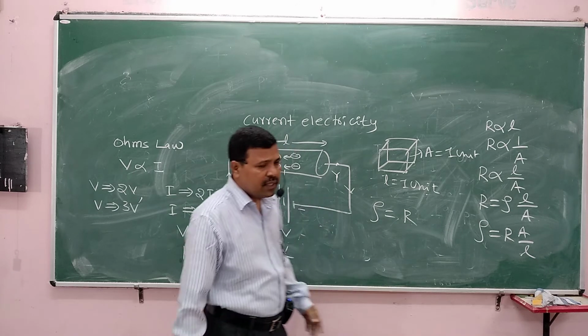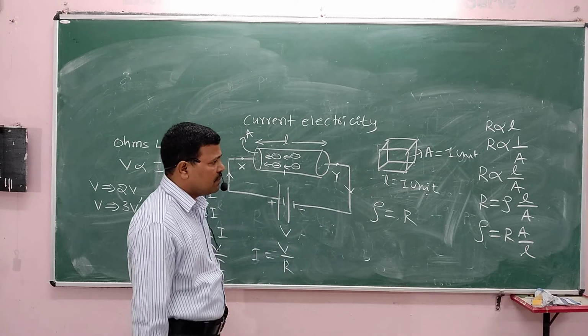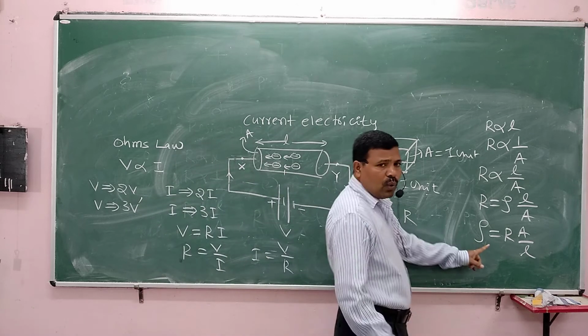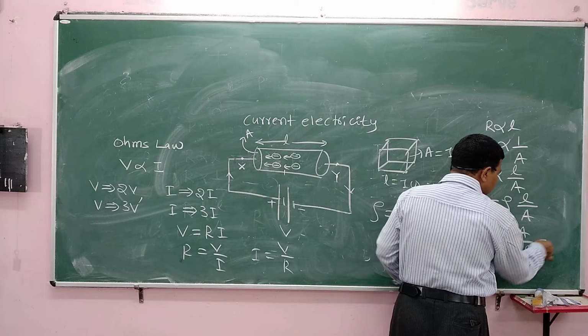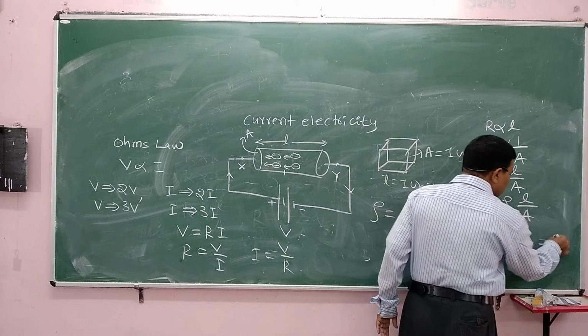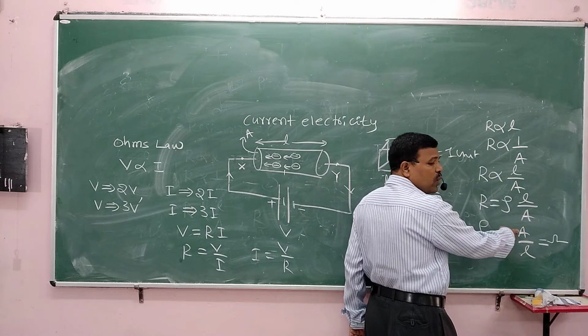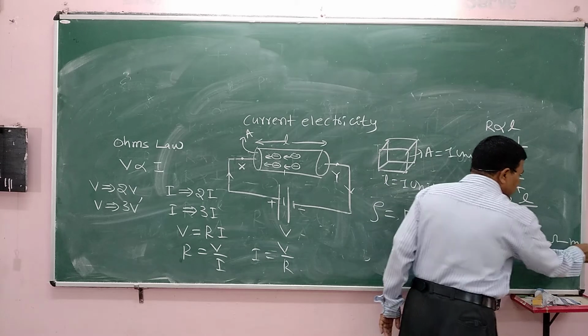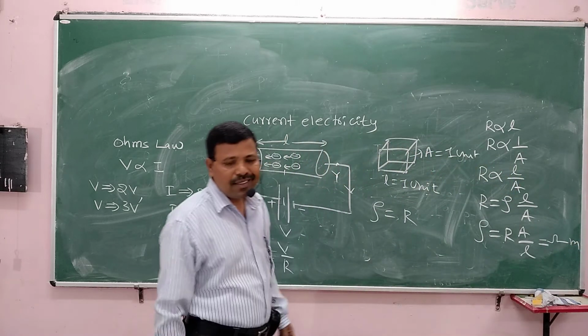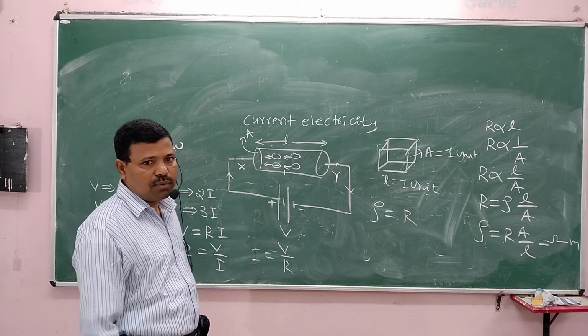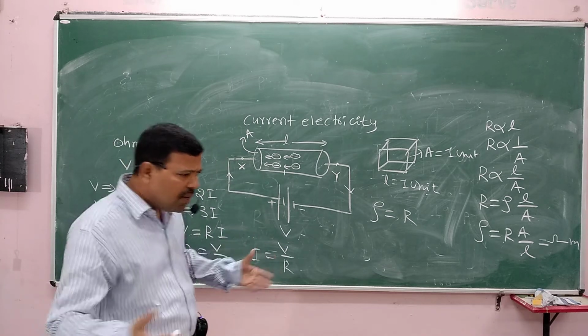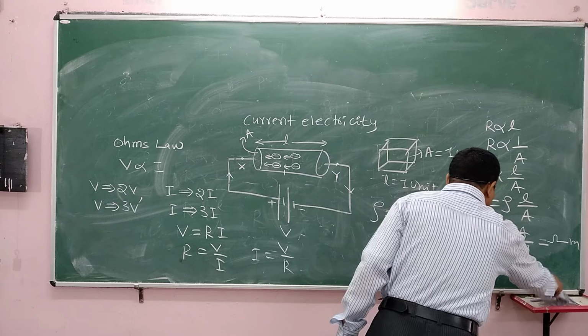Then what is the SI unit of resistivity? From this formula, we can derive that SI unit. Resistance is in ohms, area is meter square, length is meter, meter square by meter gets cancelled, leaving meter. So ohm meter is the SI unit of resistivity. Fine.